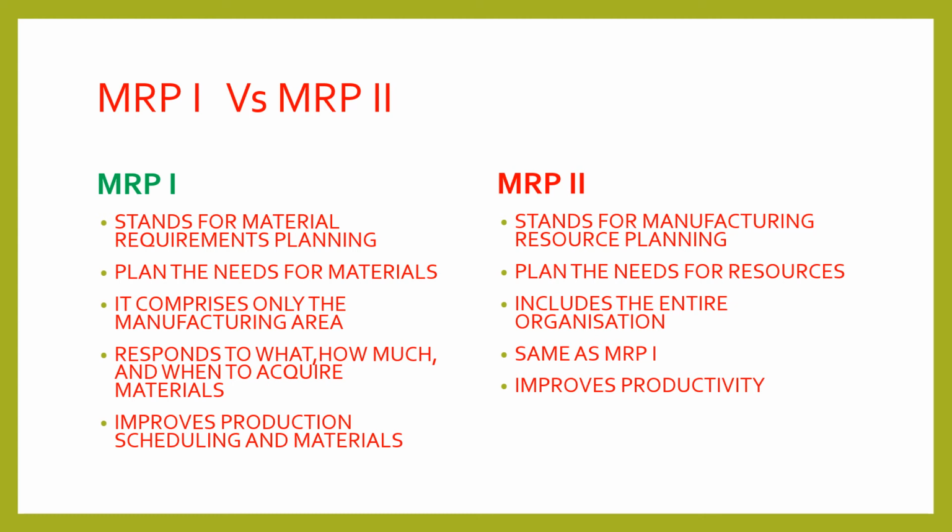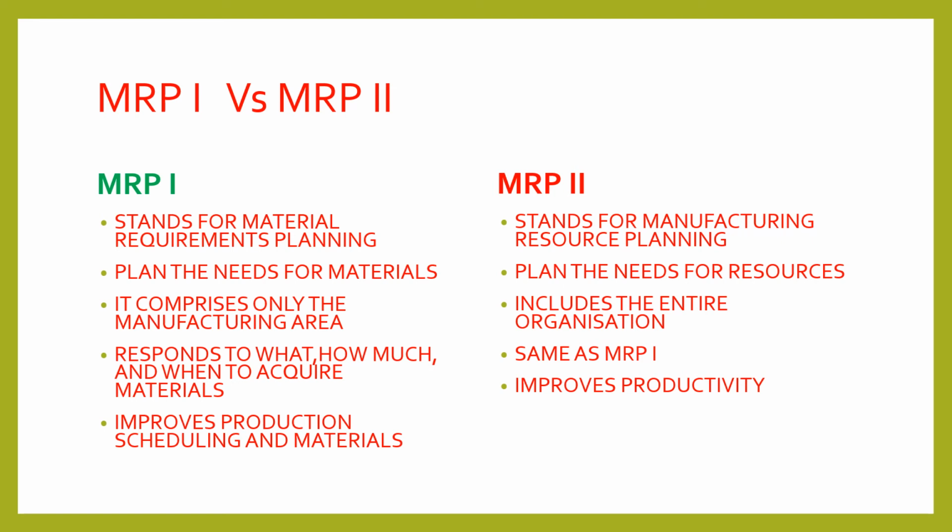As I've said, MRP1 plans only for the material, like in the case of a sweet production house, where milk and sugar are the only materials. It plans the needs for resources. In the case of MRP2, the laborers, the power and electricity, the machineries, everything required for production is planned. So it plans all the resources for the production.